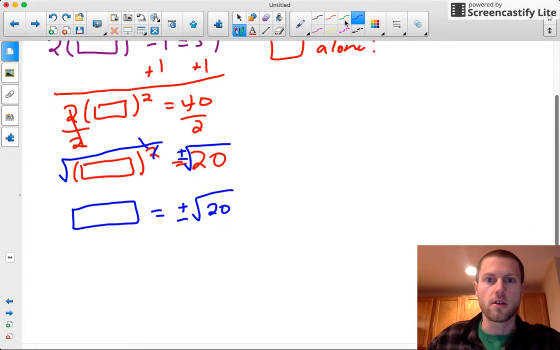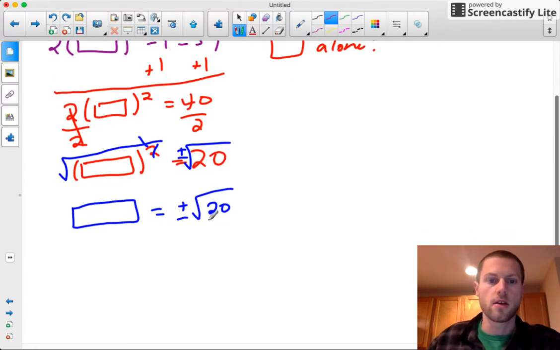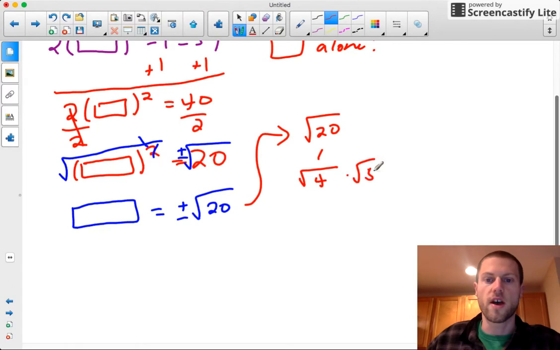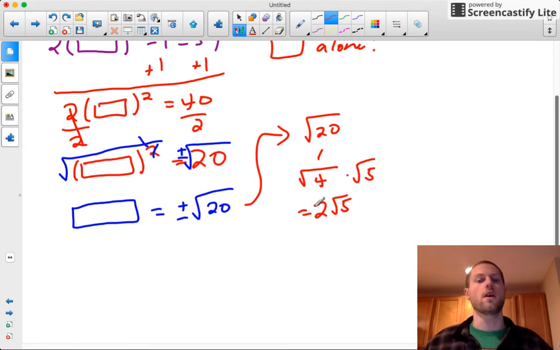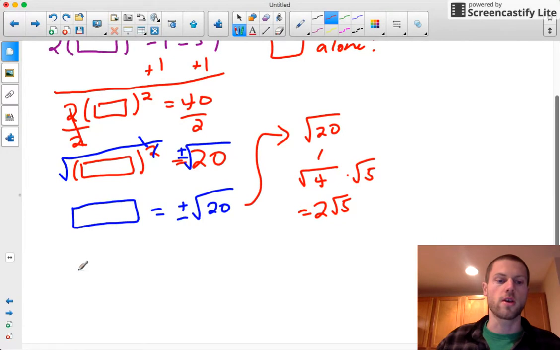Make things interesting here. Let's take the square root of 20, and we can rewrite that, I'll just do that off to the side here. The square root of 20 can be broken down into the square root of 4 times the square root of 5, or simply 2 root 5. Check out some other videos on simplifying square roots if you're having any trouble with that. So here now I have my box could equal plus or minus 2 root 5.